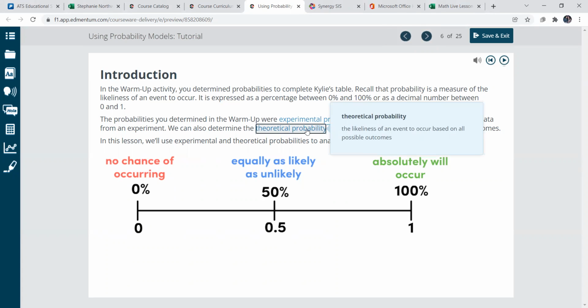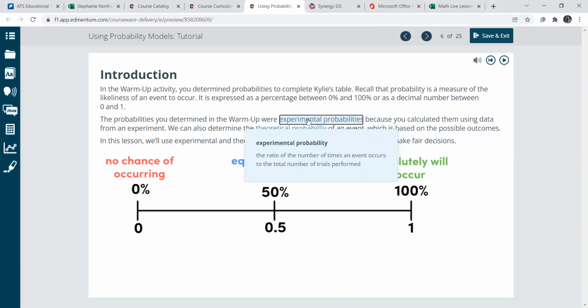Theoretical probability is the likeliness of an event to occur based on the possible outcomes. Experimental probability is the ratio of the number of times an event occurs to the total number of trials performed.